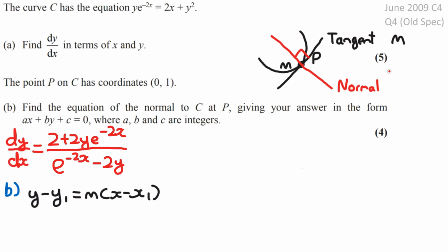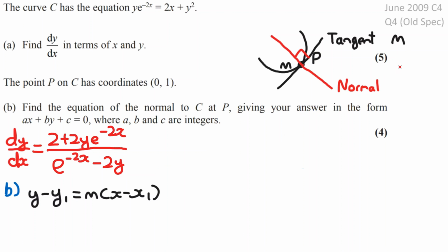And remember what the gradient of a perpendicular line is. It's going to be the negative reciprocal of the gradient. So the gradient of the normal is going to be the negative reciprocal of the gradient of the tangent. So in this case, as the gradient of the tangent is m, it's going to be minus 1 over m. And we can figure out the gradient of the normal. We can figure out this minus 1 over m because we can figure out the value of m, which is the gradient of P on this curve.